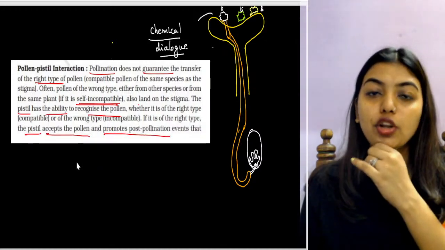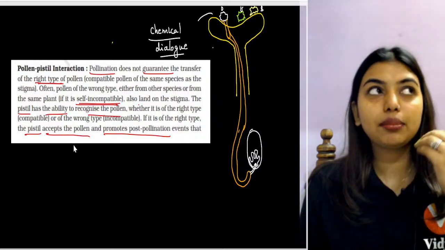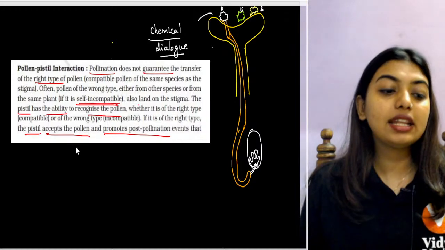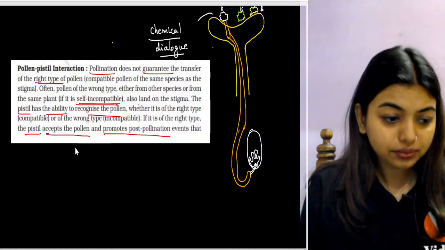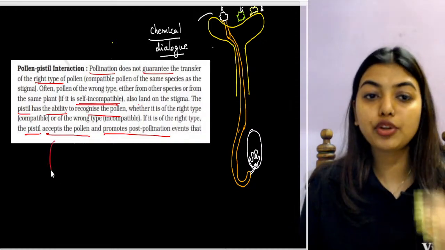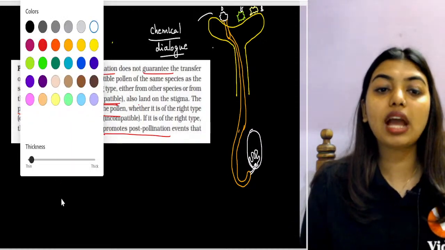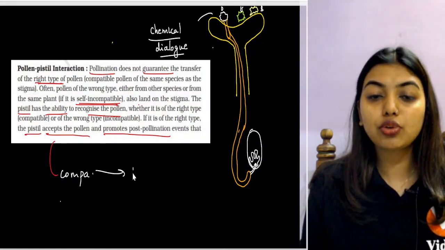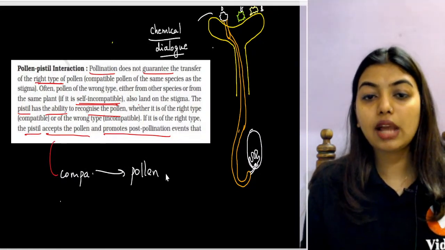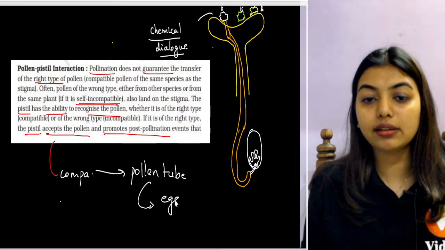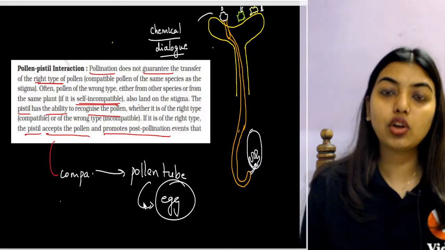Post-pollination events, that is, if the stigma feels that the right pollen has come and fallen on me, then they are going to continue the pollination to happen. That is, they are going to be like, okay, you are compatible to me, I will let you grow the pollen tube, and extend all the way up to the egg. Got it? Extend all the way up to the egg.